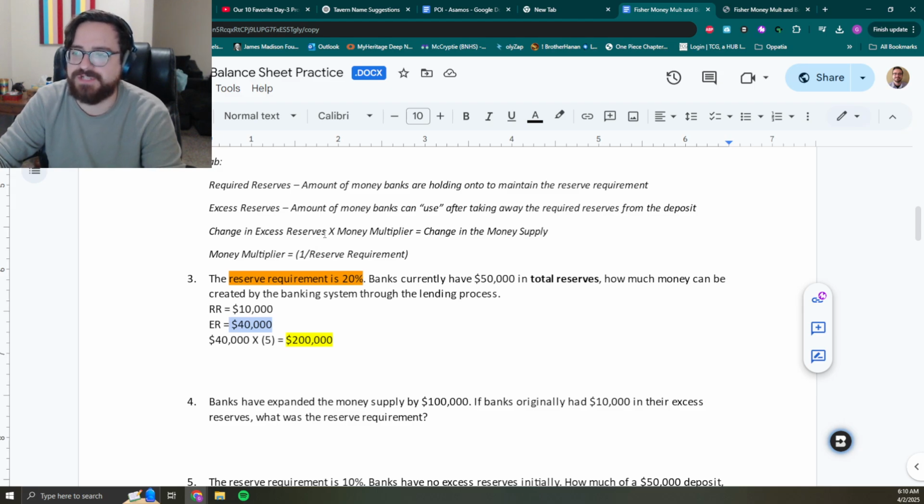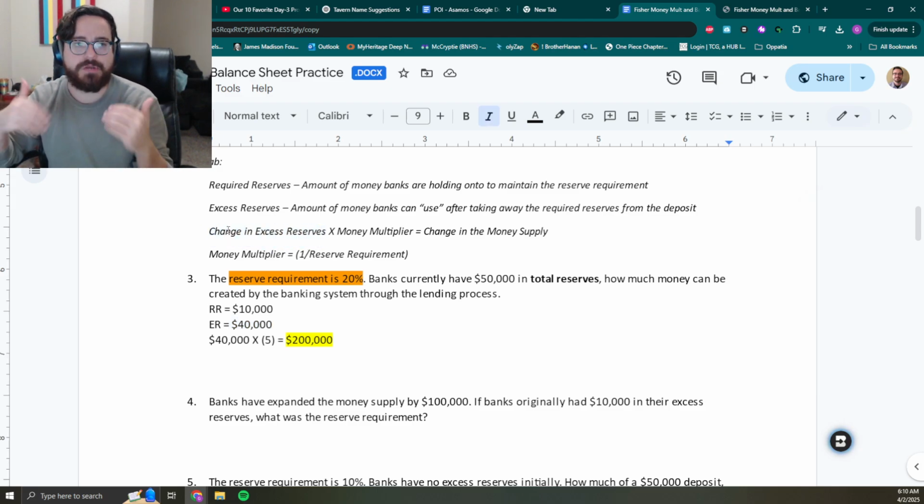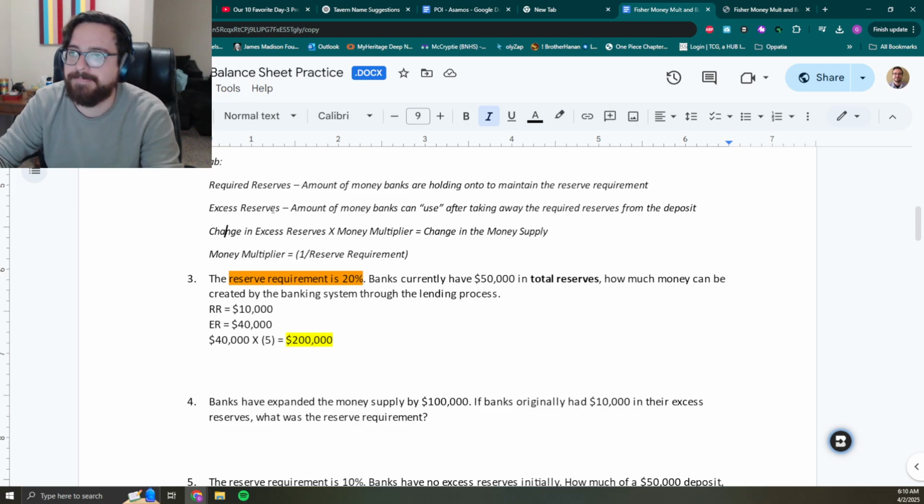Cool. It says change in excess reserves. We're going to assume in pretty much all these problems, the bank is going to loan out all of their excess reserves, meaning this is going to be the largest possible number we can get here. So we're going to assume they're going to use all of the excess reserves here. Unless a question specifies something else, you just assume they're going to loan out all their excess reserves.